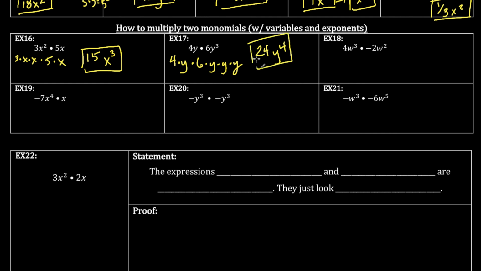All right, let's try to do it without expanding. A positive times a negative is a negative. 4 times 2 is 8.